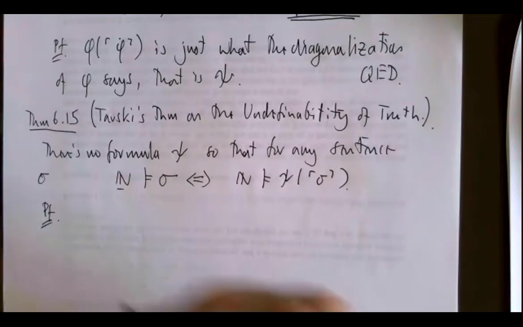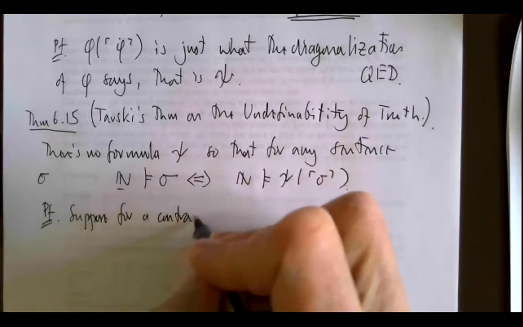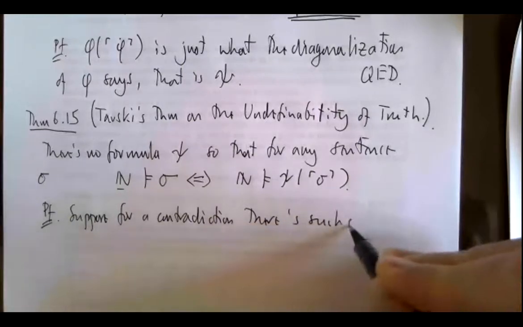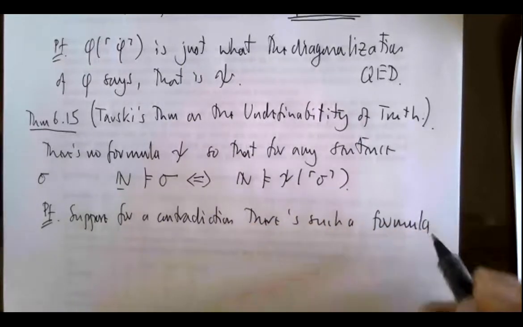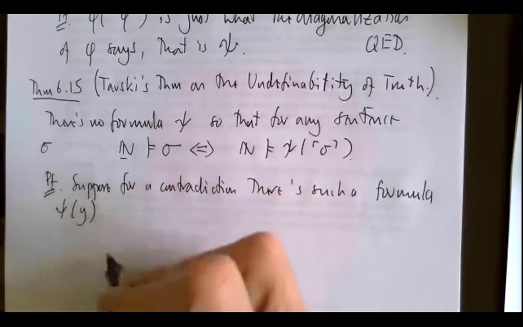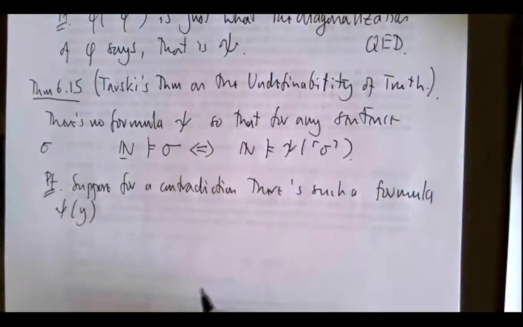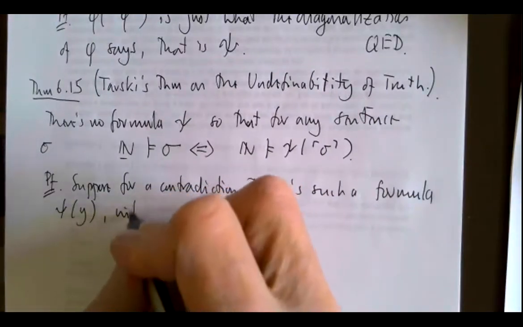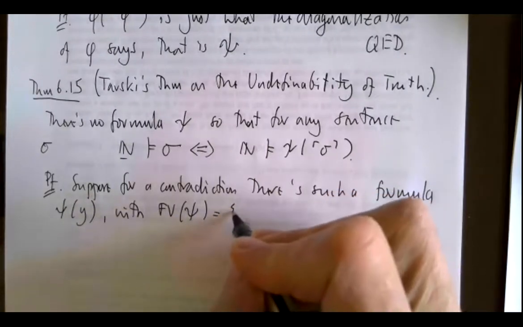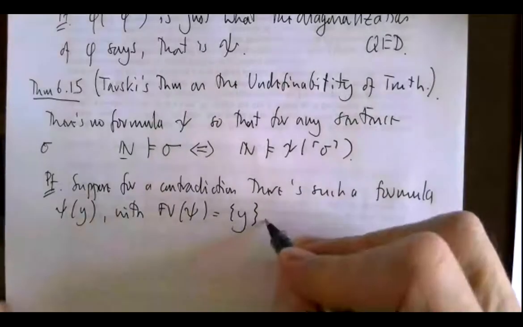So we suppose for contradiction there is a formula. So there is such a formula psi, and I'm going to assume that psi has a free variable y. It's got to have some free variable in, so I can put in some numbers right here. So I choose the formula with a different variable from x. That's the point.